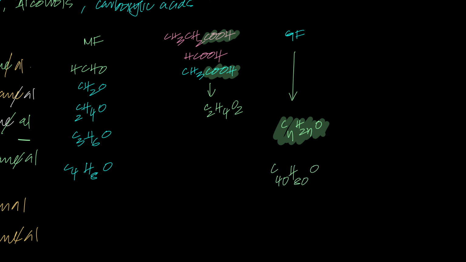C40H80O. Is this an aldehyde? Yes, it's an aldehyde. Why? Because it fits the general formula of an aldehyde, which is CnH2nO. And you can even plug it in for the examiner: C40, H2 times 40 is 80, and then you add an O right here. Done and dusted.